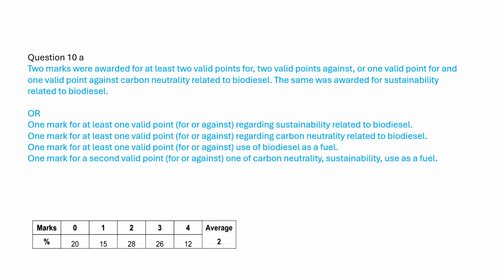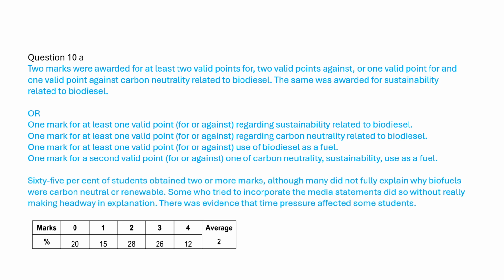1 mark for a second valid point, for or against, in one of carbon neutrality, sustainability, and use as a fuel. 65% of students obtained 2 or more marks, although many did not fully explain why biofuels were carbon neutral or renewable. Some who tried to incorporate the media statements did so without really making headway in explanation. There was evidence that time pressure affected some students.